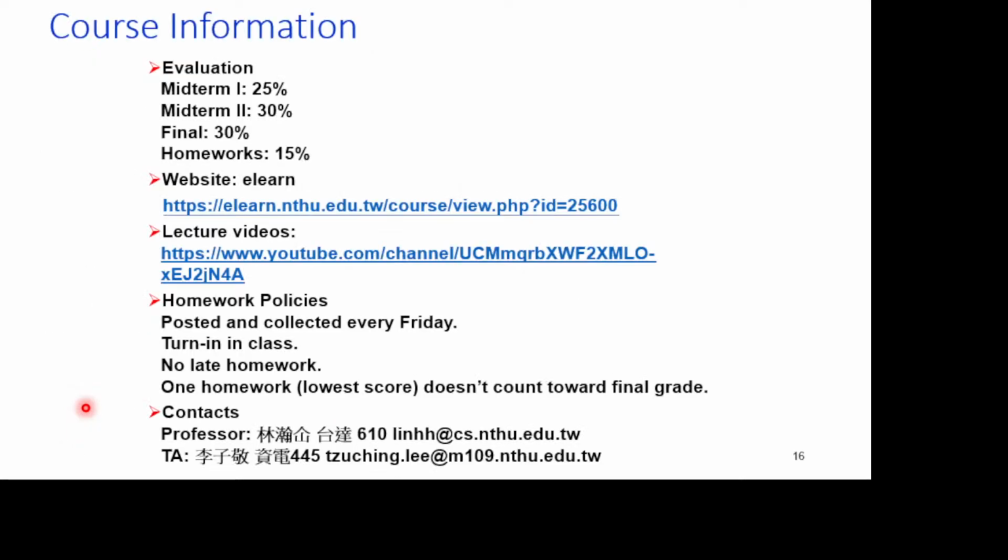And this is probably the most important course information here. The evaluation changed a little bit from what I had on the school website. Most of the points will be on tests: midterm 1, midterm 2, and the final are 20%, 30%, and 30%, and homework still counts, but it's only 15%. You might spend a lot of time on homework, but I still think tests are more important, so most of the points are in the tests.